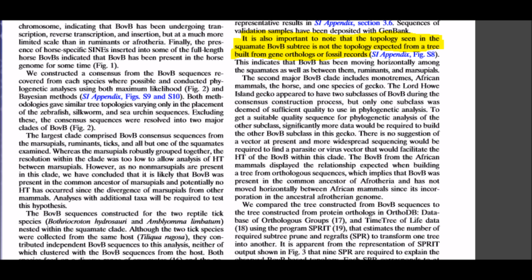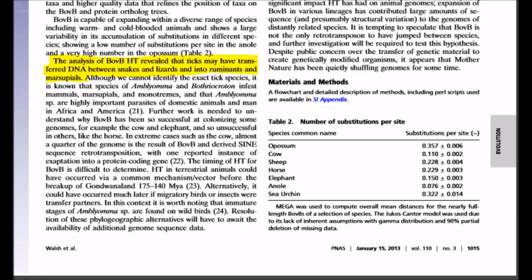The researchers suggest that the only explanation for such unexpected evolutionary relationships is that BovB has jumped between genomes, and they figure that it must have done so at least 9 times. Finally, the researchers identified a potential vector. BovB sequences were found in 2 tick species that suck the blood of lizards and snakes, indicating that the parasitic arthropods could be responsible for passing the jumping genes between species.